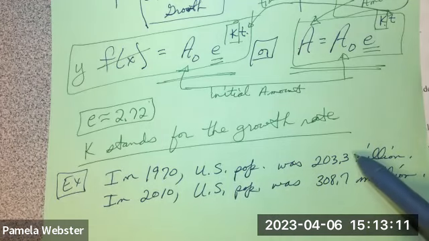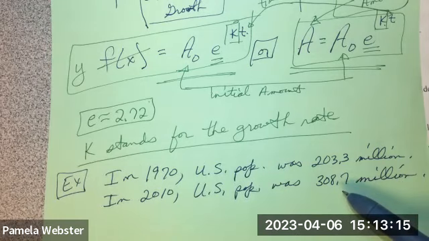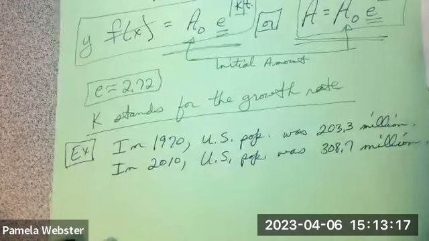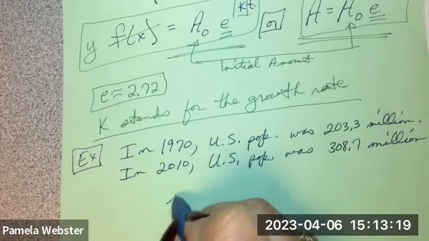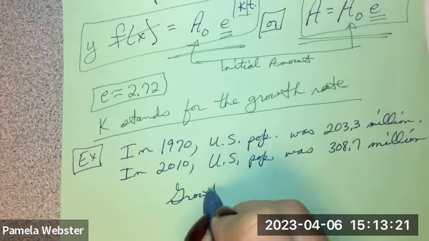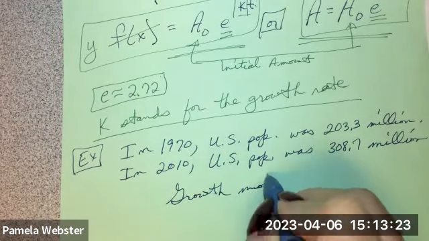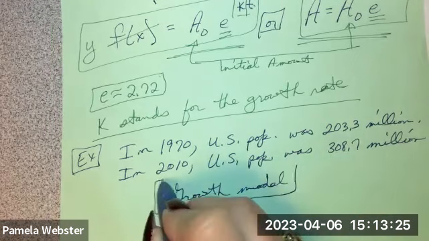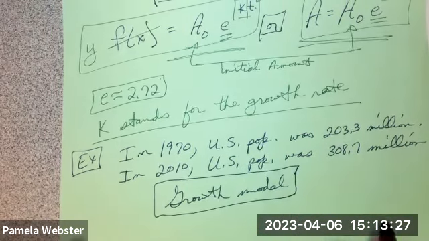We started here in the 70s. We ended up here in the 2010s. It's a growth, right? So this is a positive K. So we have a growth model that we're going to be looking at. So that's not part of the question. It's just I'm asking us to think, what are we looking at?